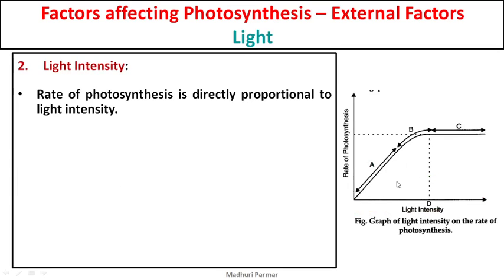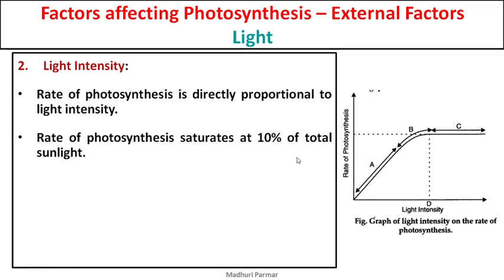Light intensity also we had seen. The rate of photosynthesis is directly proportional to light intensity. Here you can see as the light intensity increases, the rate of photosynthesis also increases. After a certain light intensity, it becomes saturated. Okay, it becomes flatlined. And I had already shown you that if you increase the light intensity even more, then there will be denaturation of the chlorophyll, there will be photo bleaching of chlorophyll, and so the rate of photosynthesis will decrease.